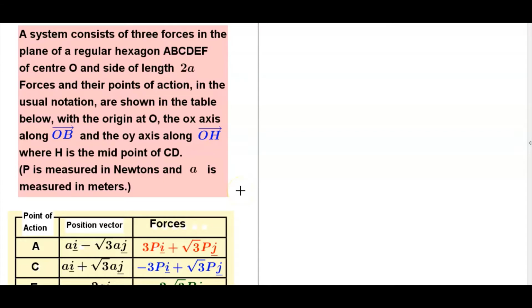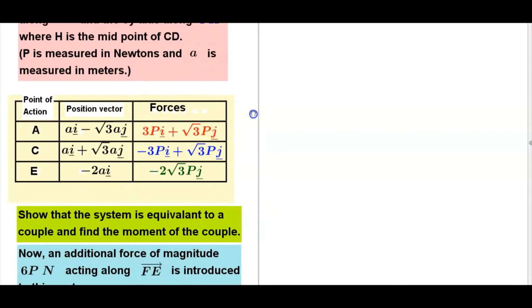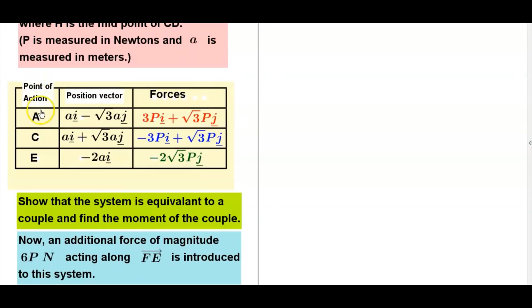The OX axis is along OB and the OY axis along OH, where H is the midpoint of CD. P is measured in newtons and a is measured in meters. In the table, at three points A, C, and E, the forces are given. At point A, the force is 3Pi plus root 3Pj, at point C, the force is minus 3Pi plus root 3Pj, and at point E, the force is minus 2 root 3Pj.